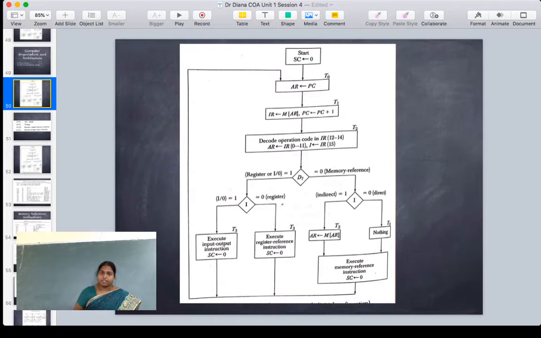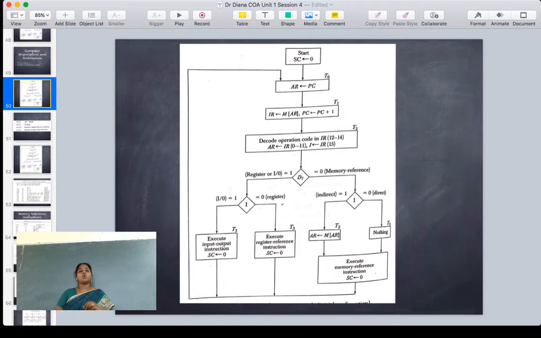After time cycle T2, depending on the value of D7 and the value of I, where D7 is the decoded output from the instruction register. We give the input bits, instruction register bits 12 to 14, to a decoding circuit, and the circuit generates D0 to D7. And the MSB, instruction register bit 15, goes into the flip-flop I.